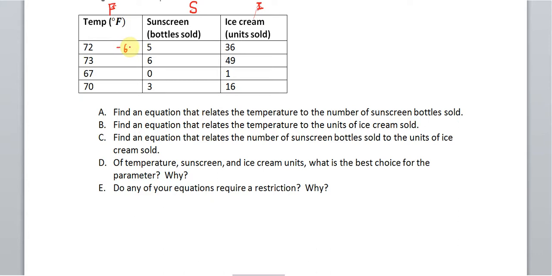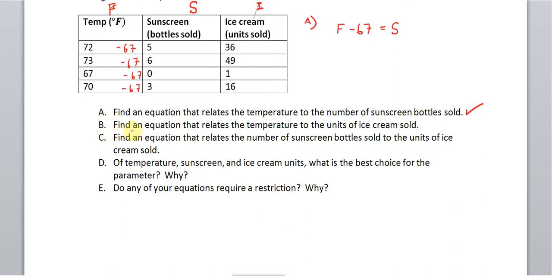72 minus 67 is going to be 5. 73 minus 67 is going to be 6. 67 minus 67 is going to be 0. And then 70 minus 67 is going to be 3. Okay, so for part A, we could answer this relatively well, and we can say that if you take the temperature, Fahrenheit, minus 67, that will equal the number of sunscreen bottles sold. Okay. So done. That was pretty nice, right?